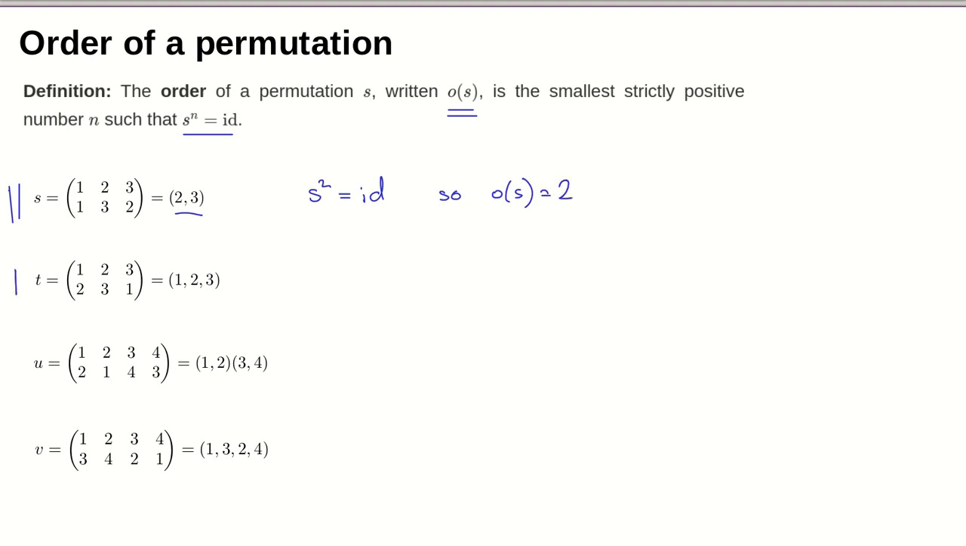And here's another example, t, which again we've done before. This time t is not equal to the identity.